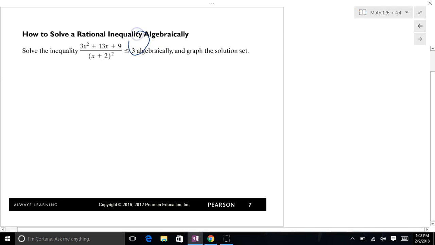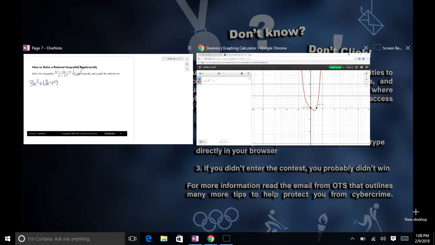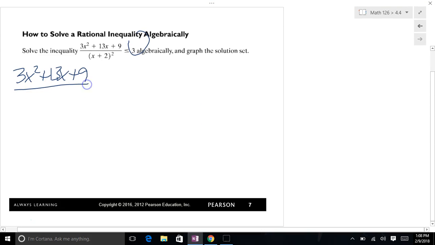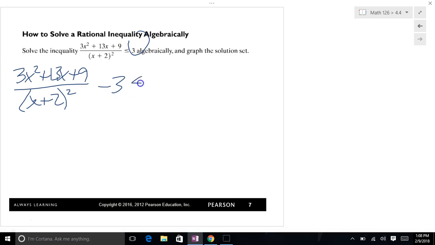Notice that it's less than or equal to 3, so you've got to bring that over. So you've got (3x squared plus 13x plus 9) over (x plus 2), less than or equal to 3. We've got to get a common denominator so we can combine these two.